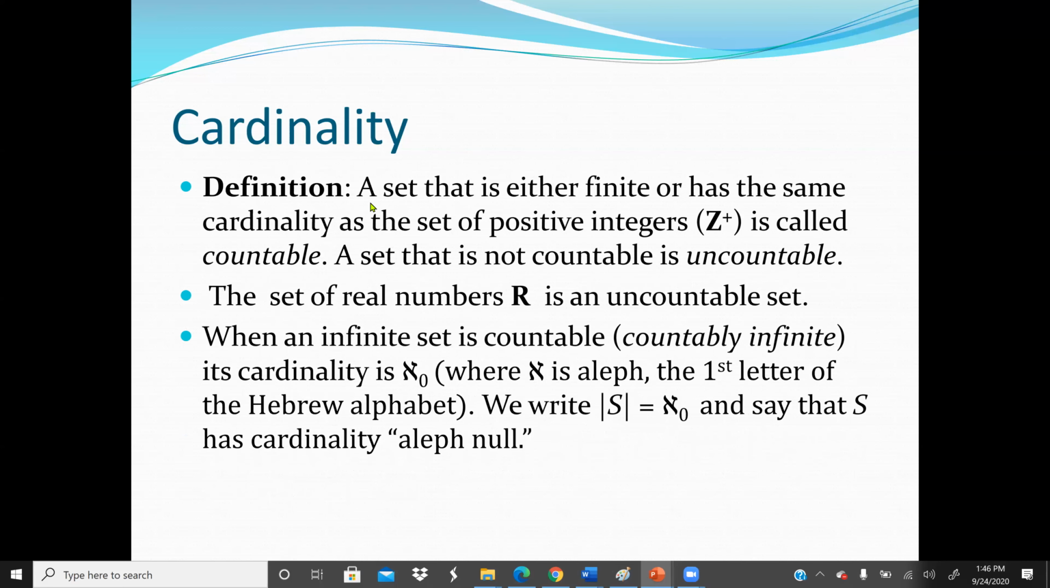So the definition here says a set that is either finite, which means we can count it, there's an n to it, or has the same cardinality as the set of positive integers, is called countable. We can count it. A set that is not countable is called uncountable, and that can be an infinite set. So the set of real numbers, R, is uncountable. Why? Because the real numbers can range from negative infinity to positive infinity.